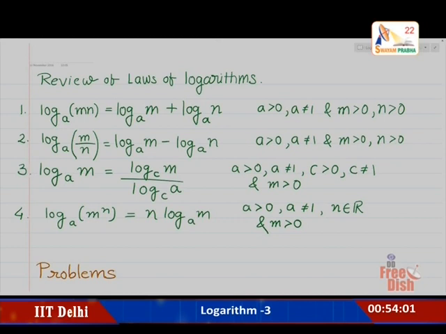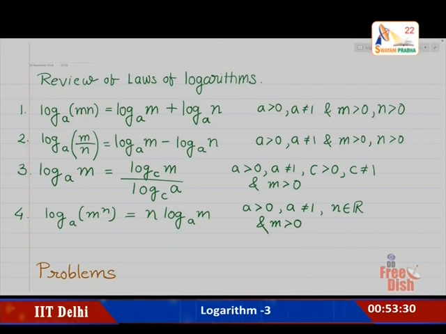What does this law do? If your logarithm is log to the base a of m into n multiplied, then it actually converts it into a sum with respect to logarithm, that is equal to log to the base a of m plus log to the base a of n. Remember, all these operations are valid when a is greater than 0, a is not equal to 1, and m and n are positive real numbers.